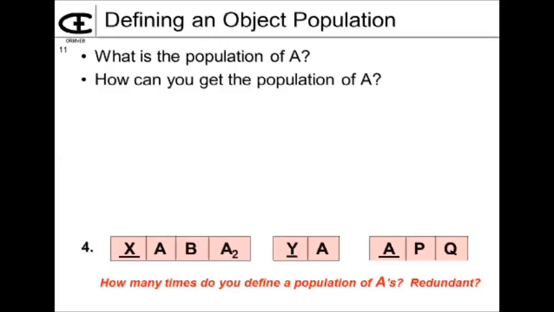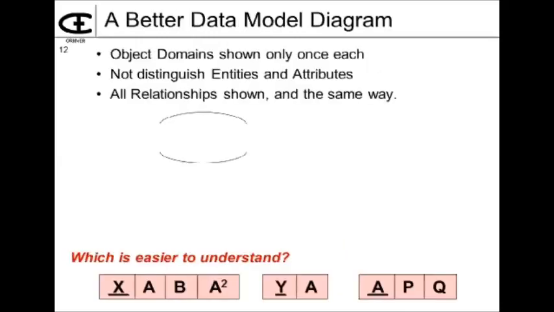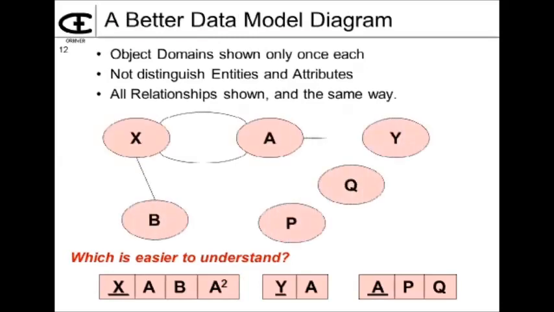How many times do you define a population of A's? What should we be doing? I would hope that it's obvious at this point. Draw a box in your diagram and call it A, period. And that's the representation of all the A's anywhere. And that's what ORM does. Okay? So, I could turn around. Let's do no clustering. I've got populations of X and A and B and P and Q and Y. And I'll draw it like this.